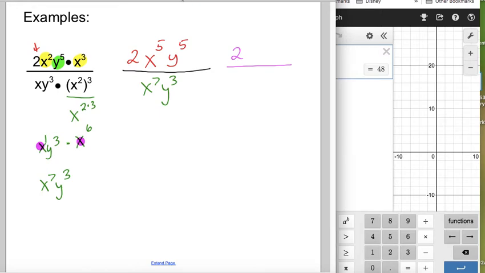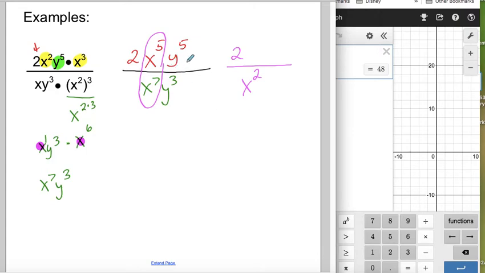Next, I'm going to look at the x's. As far as the x's go, on top I have x to the 5th and on the bottom I have x to the 7th. So I'm thinking to myself, where are there more and how many more? Well, there are more on the bottom. 7 minus 5 is 2, so there are 2 more x's on the bottom. So the power of the x is 2.